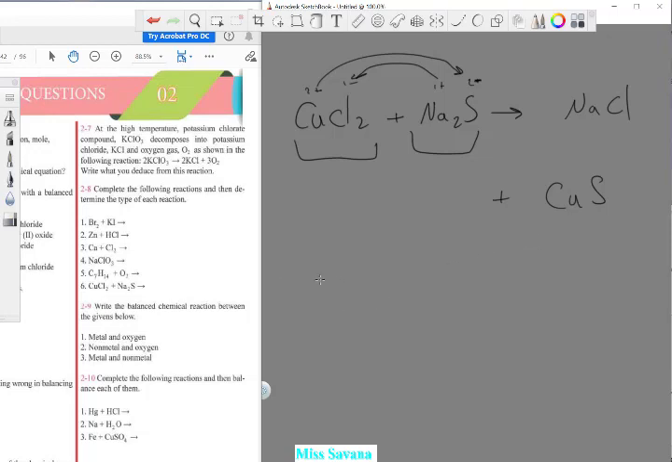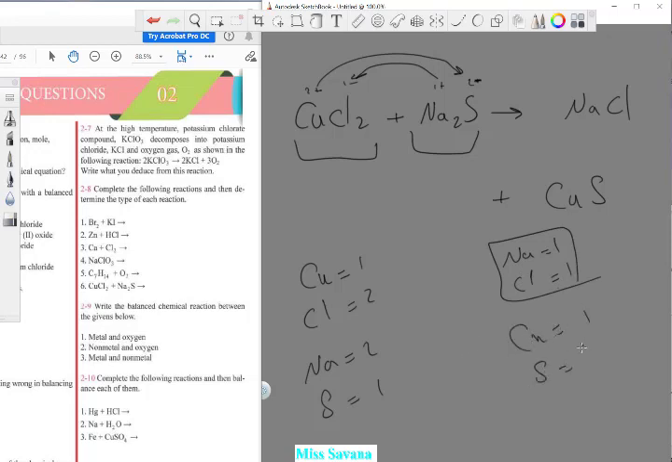Now let me do the balancing. The Cu here I have 1, the Cl I have 2. The sodium I have 2 and the sulfur is 1. Also here the sodium I have just 1 and the chloride I have just 1. So as you can see, I have a trouble here. The Cu is equal to 1 and the sulfur is equal to 1. So the easiest thing is just multiplying this by 2. Multiply this by 2 and then you have everything set up, because this one is equal to 2 as this one.